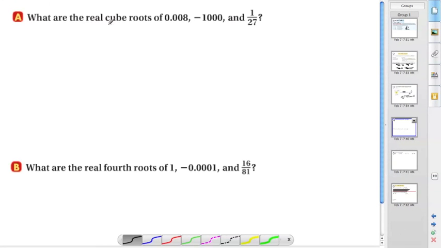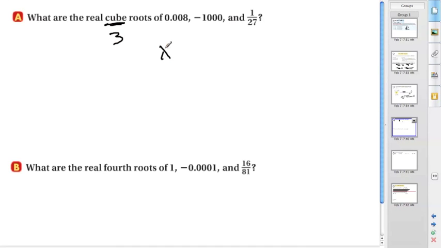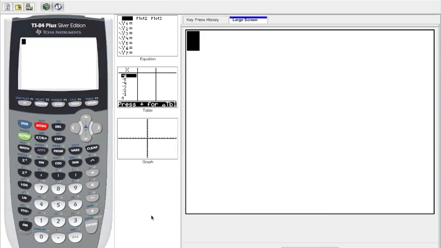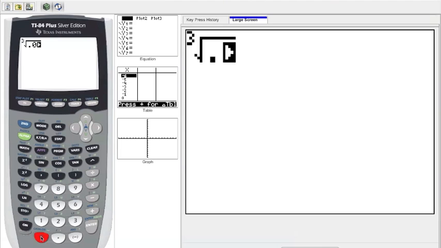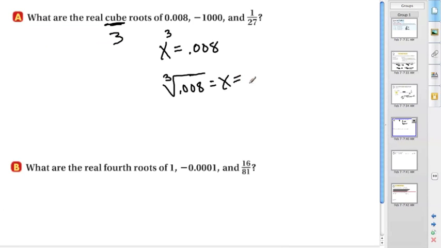So cube root. Cube is 3. So they're looking for x to the third to equal 0.008. So going back from the previous slide, we're going to take the third root of 0.008 to get x. So how do you do this on the calculator? Let's go to our TI, and we want the third root, so we're going to hit 3, then we're going to hit math, then we're going to hit number 5 because we have the x in the index. And we want 0.008. Hit enter, and we get 0.2. So x equals 0.2. So 0.2 raised to the third power equals 0.008.